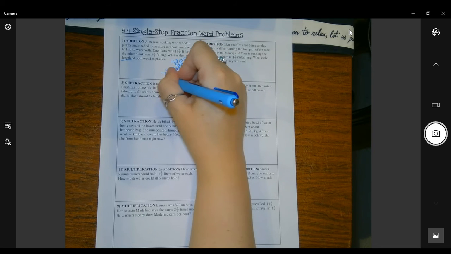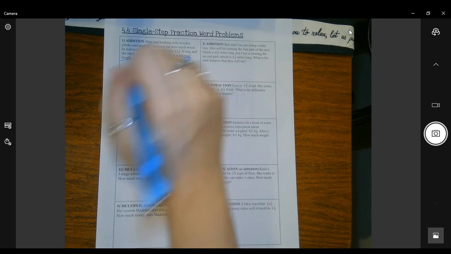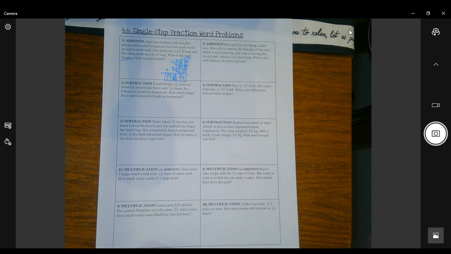Now, for the rest of these, I want you to just try to figure out what the key words are that let you know what operation you should do, and then try to set them up. And then if you want to try and solve them, go ahead and solve them, and then you can go back and check the key to see how you did.